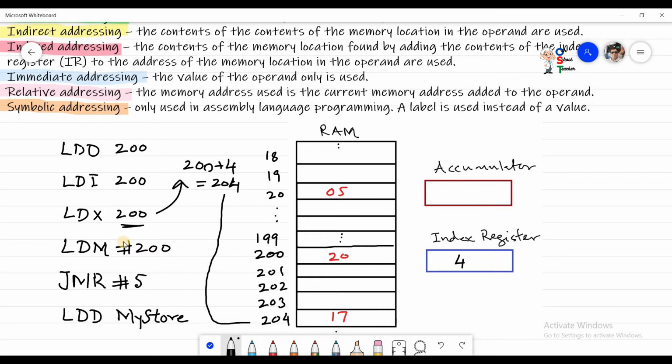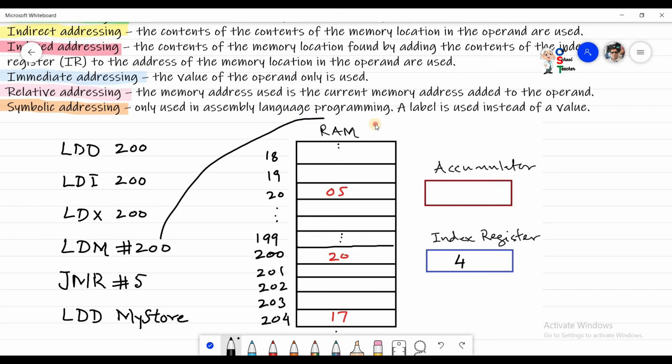After this, let's see the next addressing mode. LDM, load immediate. So whatever value is given with the command, that is loaded. LDM means immediate addressing, and immediate addressing means the value of the operand only is used. So this is the value of operand 200. This will be stored in the accumulator and used in the program. So you can see this is a direct value which is being used.